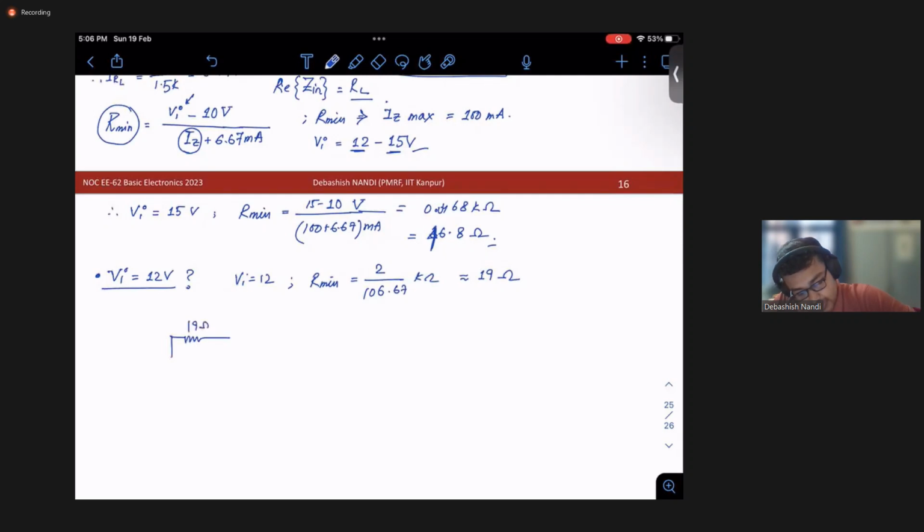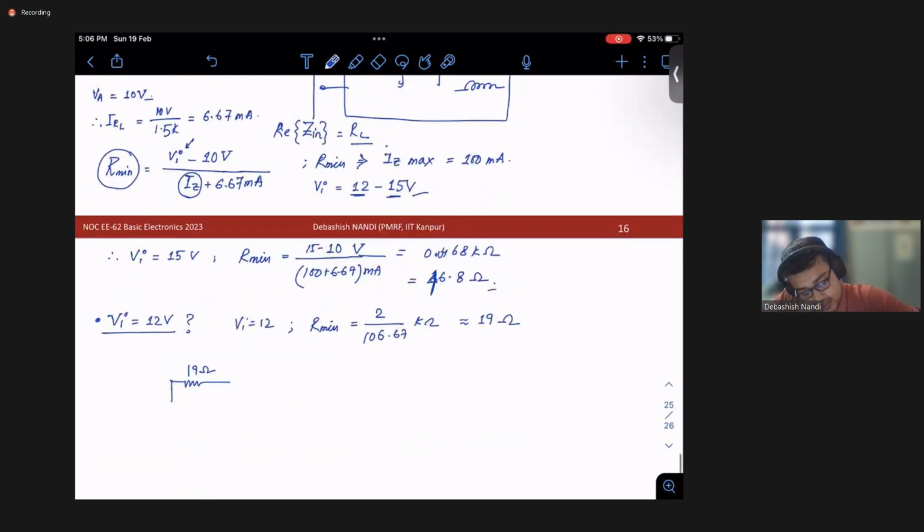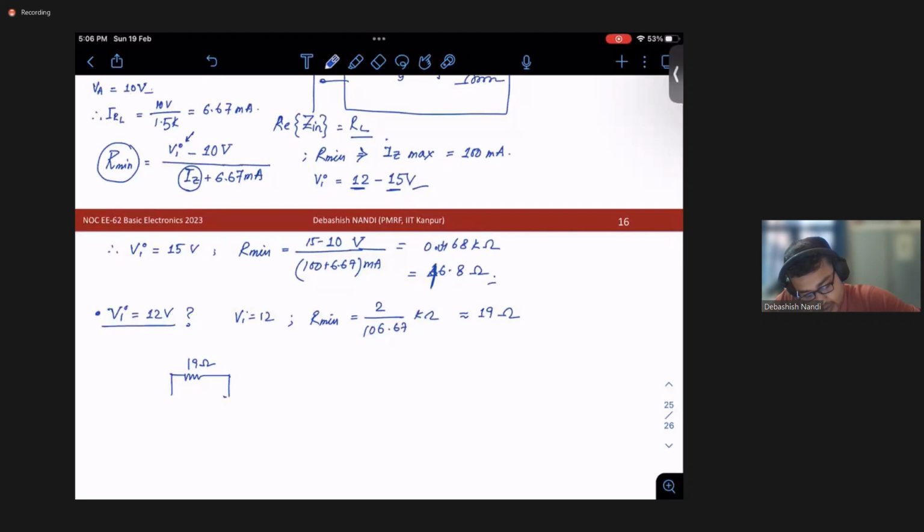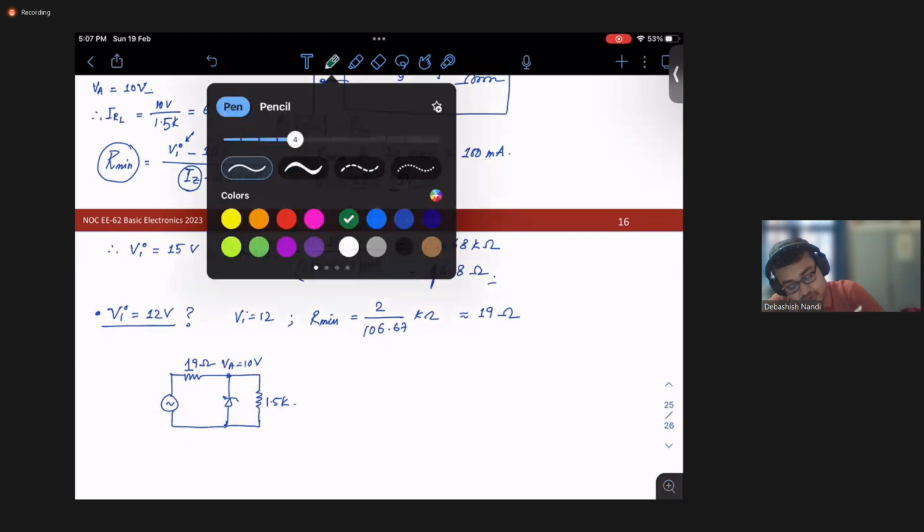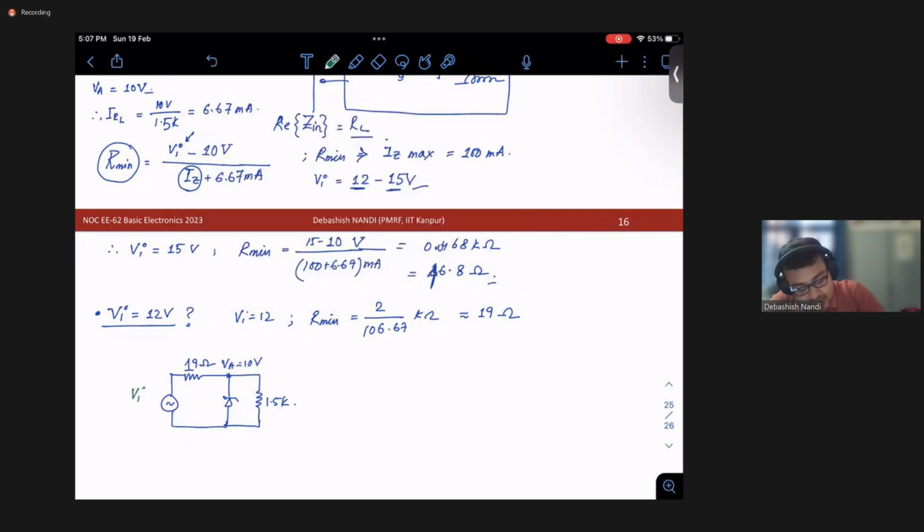this is your Zener diode, and this is your input, and say this is your 1.5k, okay, and this VA is 10 volt. Now suppose you have designed and installed your voltage stabilizer using 19 ohm. Then what happens if suppose my Vi has been fluctuating, let's say Vi has fluctuated and it is cranked up to 15 volt.